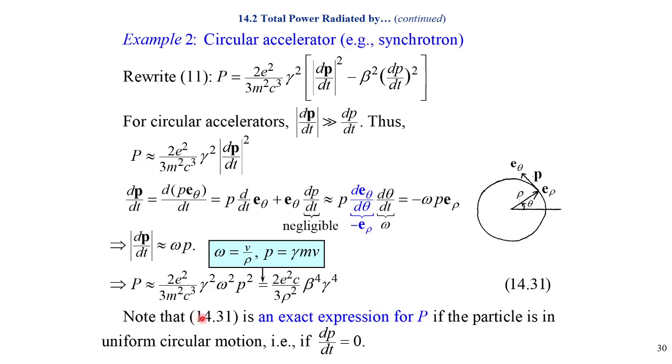Note that 14.31 is an exact expression for P if the particle is in uniform circular motion, that is, if dP/dt is exactly 0. So that will be an exact radiation. This radiation is relatively large. So we can accelerate a particle and change its direction, which will give us the radiation. So we can accelerate and decelerate up to our requirement.